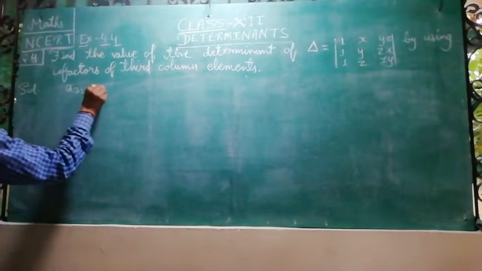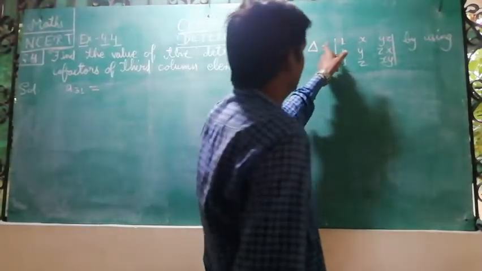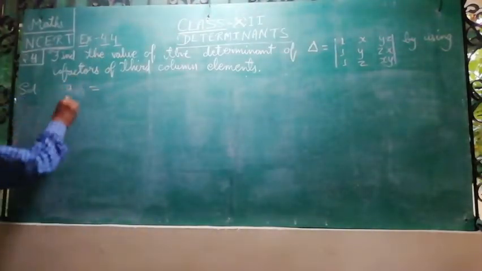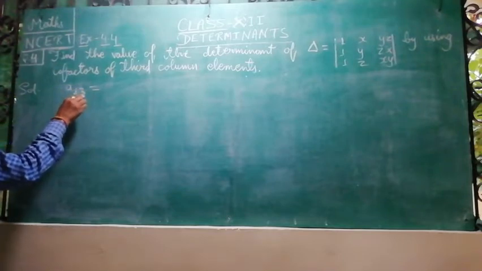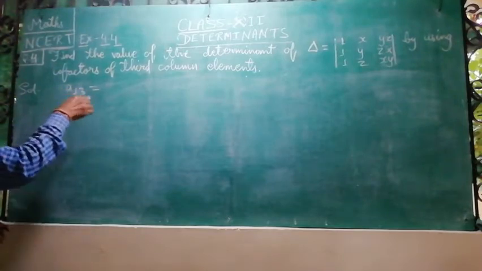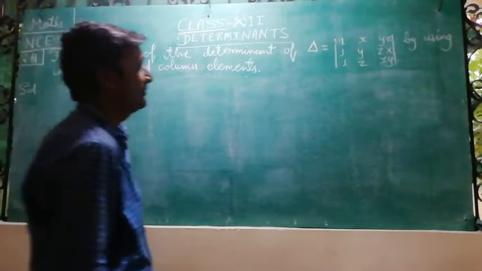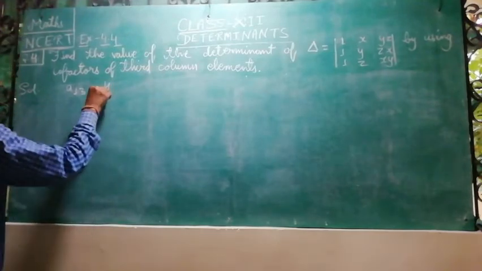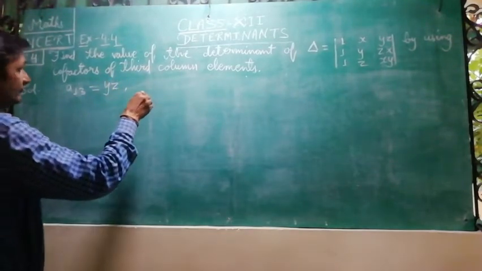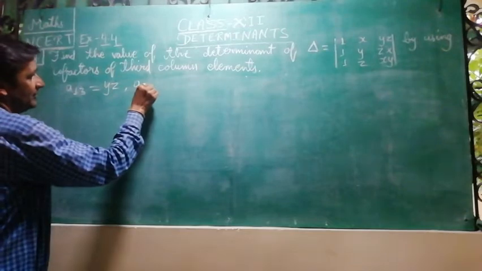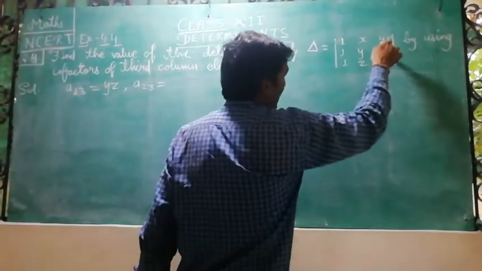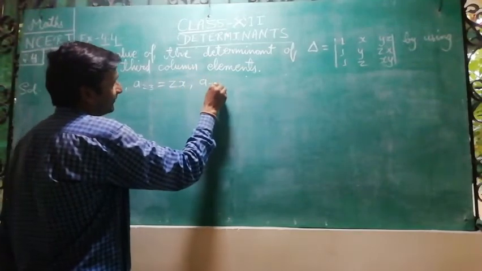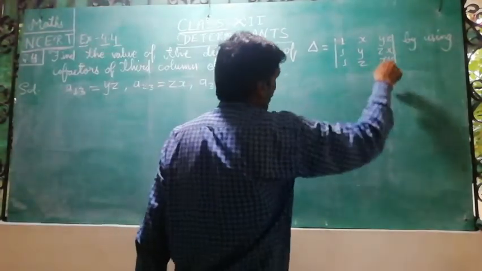Sorry, A13. Third column elements, means here it is 3 everywhere: A13, A23 and A33. So A13 means first row third column, that is yz, and A23 means second row third column, it is zx, and then A33, third row third column, is xy.